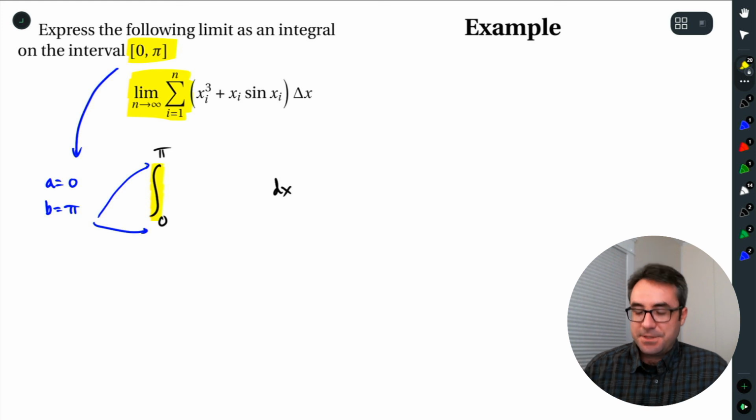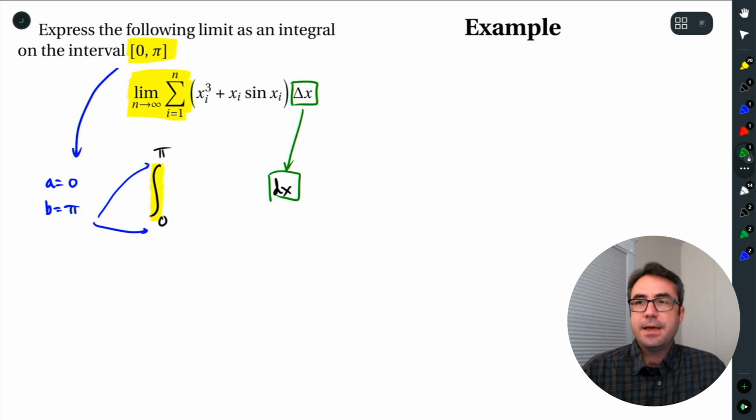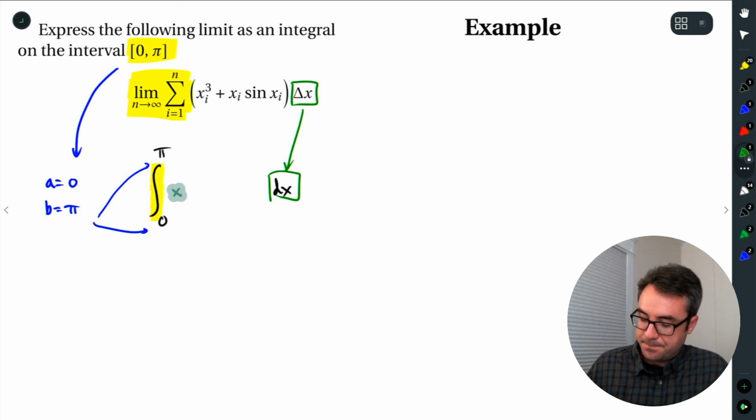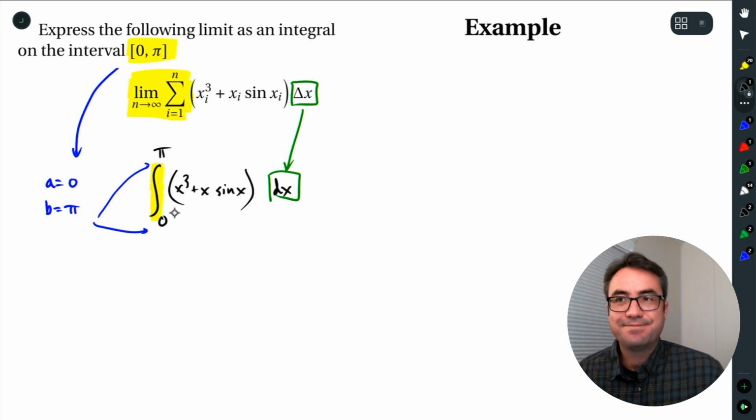All right, so we have the integral from 0 to pi. The delta x here at the end just becomes our dx in this notation. And then we look right here for the function that we're actually integrating. The function that we're integrating is x cubed plus x times sine of x. So if we were rewriting this limit, we would rewrite it as this definite integral.